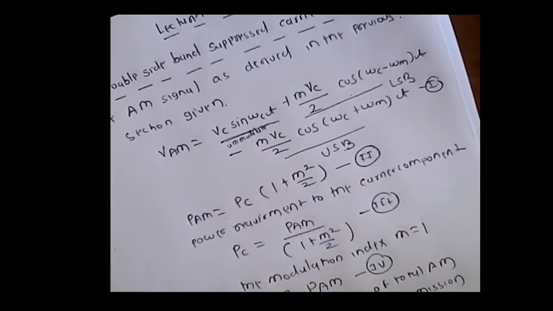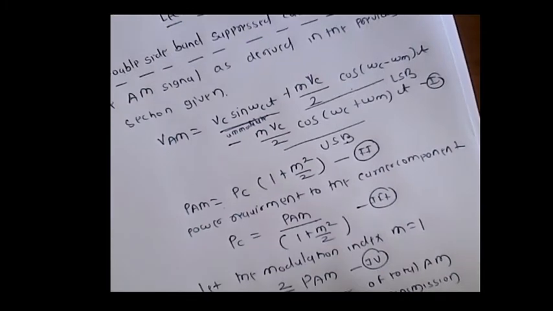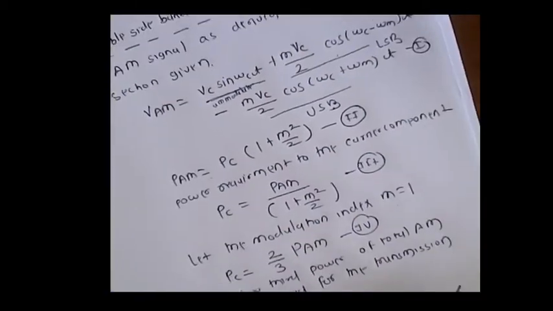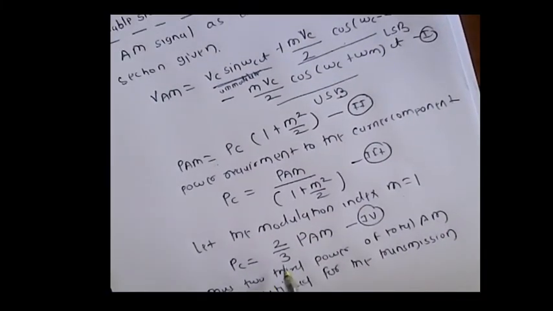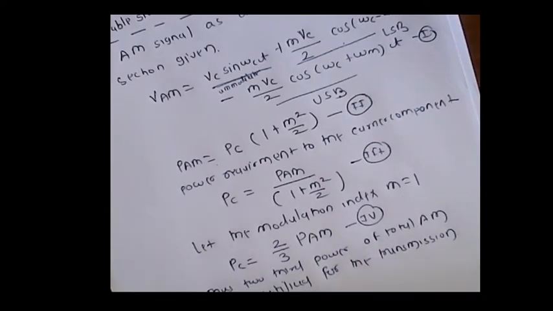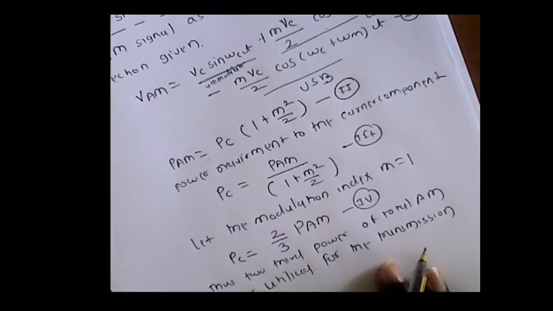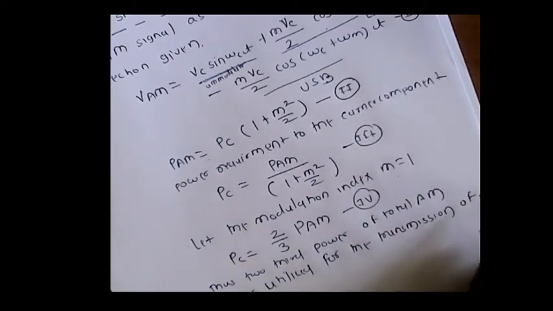So this equation 2 gives the relation between the power of amplitude modulation and the power of the carrier wave. The power requirement for the carrier component is P_AM divided by 1 plus m square divided by 2. So this equation gives the power requirement which is required for the carrier component. Let the modulation index be considered unity. So we can put in equation 3, m is equal to 1. So we get the power of the carrier wave is 2/3 of the amplitude modulated power. So thus 2/3 power of total AM is utilized by the transmission of the carrier component only.